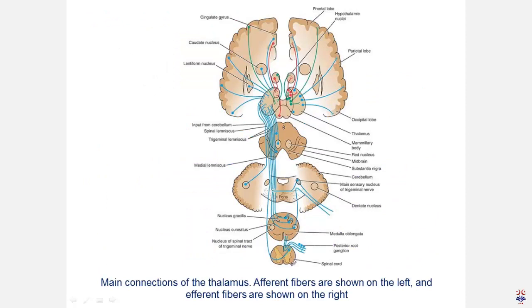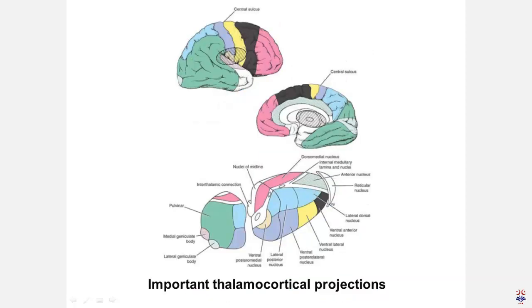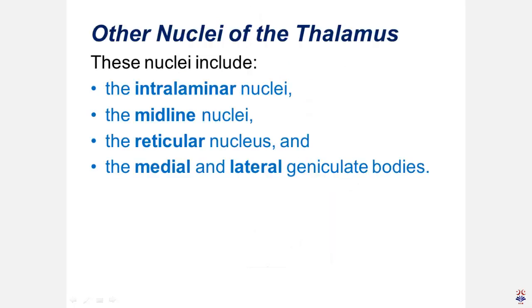This picture shows the main connections of the thalamus. Afferent fibers are on the left side, and these are the efferent fibers on the right side. This is another enlarged picture which shows important thalamocortical projections. Now there are other nuclei of the thalamus. These nuclei include the intralaminar nuclei, midline nuclei, reticular nucleus, and the medial geniculate body and lateral geniculate body.